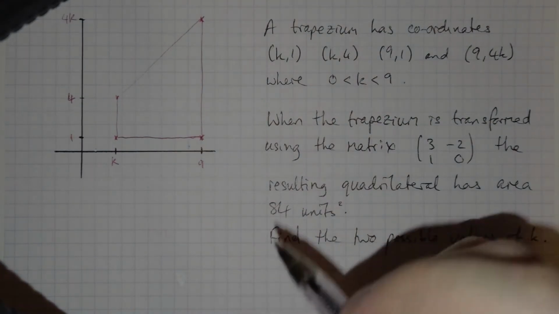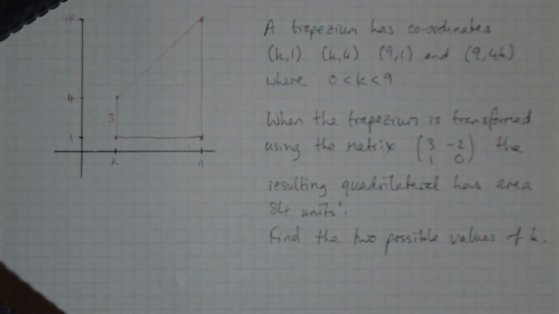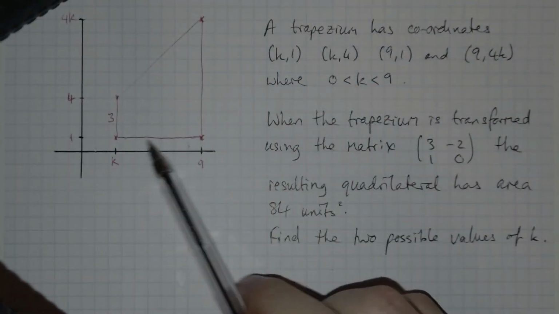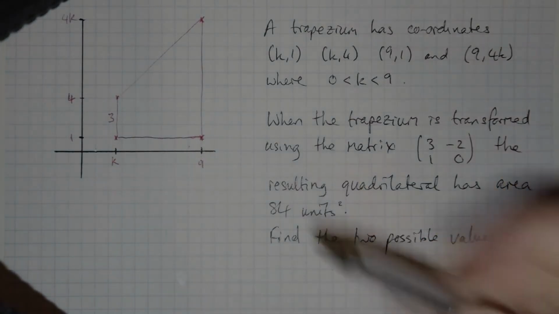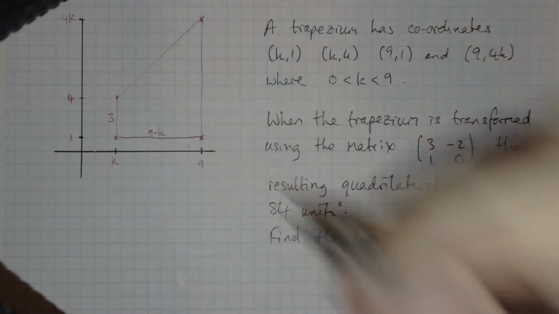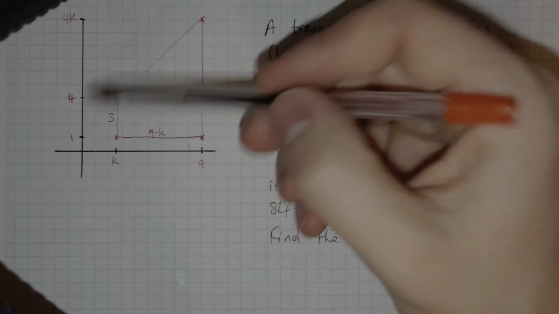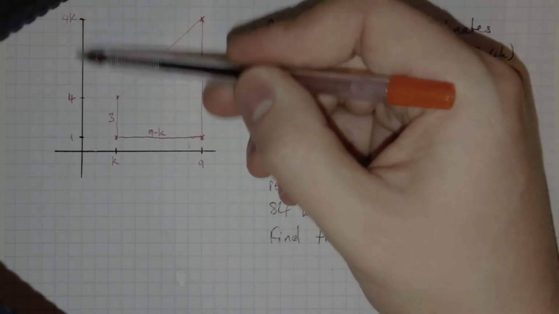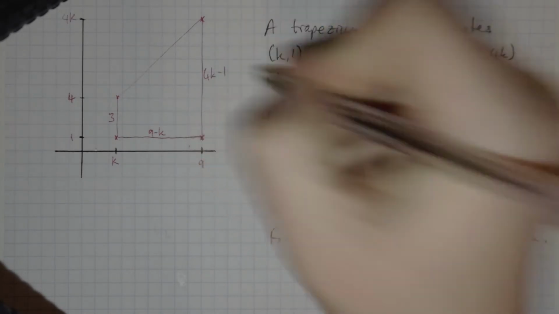And I know some of the lengths on this. So this length here stretches from 1 up to 4. That must be a length of 3. I don't know the length here, but I can write an expression for it. This length along here is 9 minus k. In the same kind of way, I don't know this length along here, but I can write an expression for it because it goes from 1 up to 4k, so it's just the difference. That length there is the difference between 4k and 1.